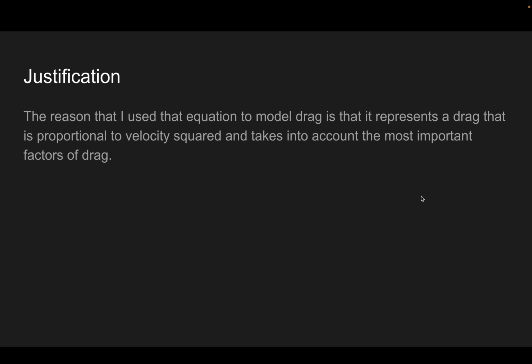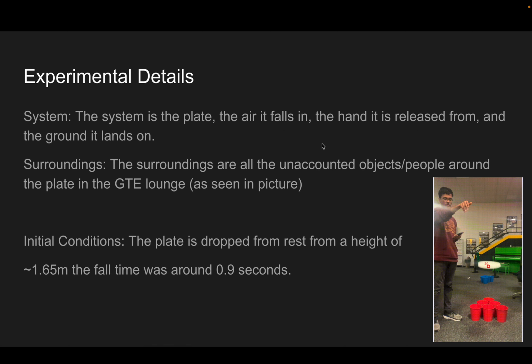The reason that I use this equation to model drag is that it takes into account the most important aspects of drag, which are the coefficient of the object that you're dropping, the area, and the air density, along with proportionality to velocity squared, which is a requirement. The system is the plate, the air it falls in, the hand it's released from, and the ground it lands on. You can account for these things. And then the surroundings are all the unaccounted objects, people, and forces around the plate in the GTE lounge, as seen in the picture.